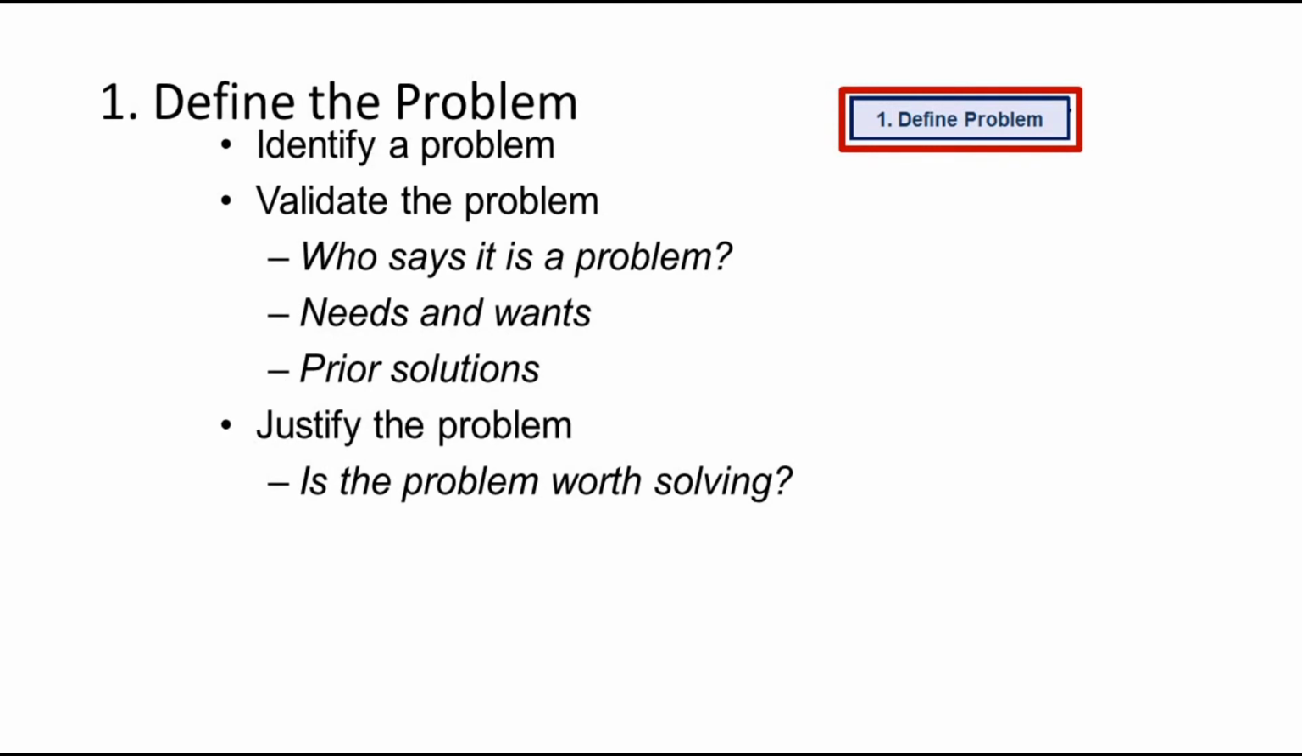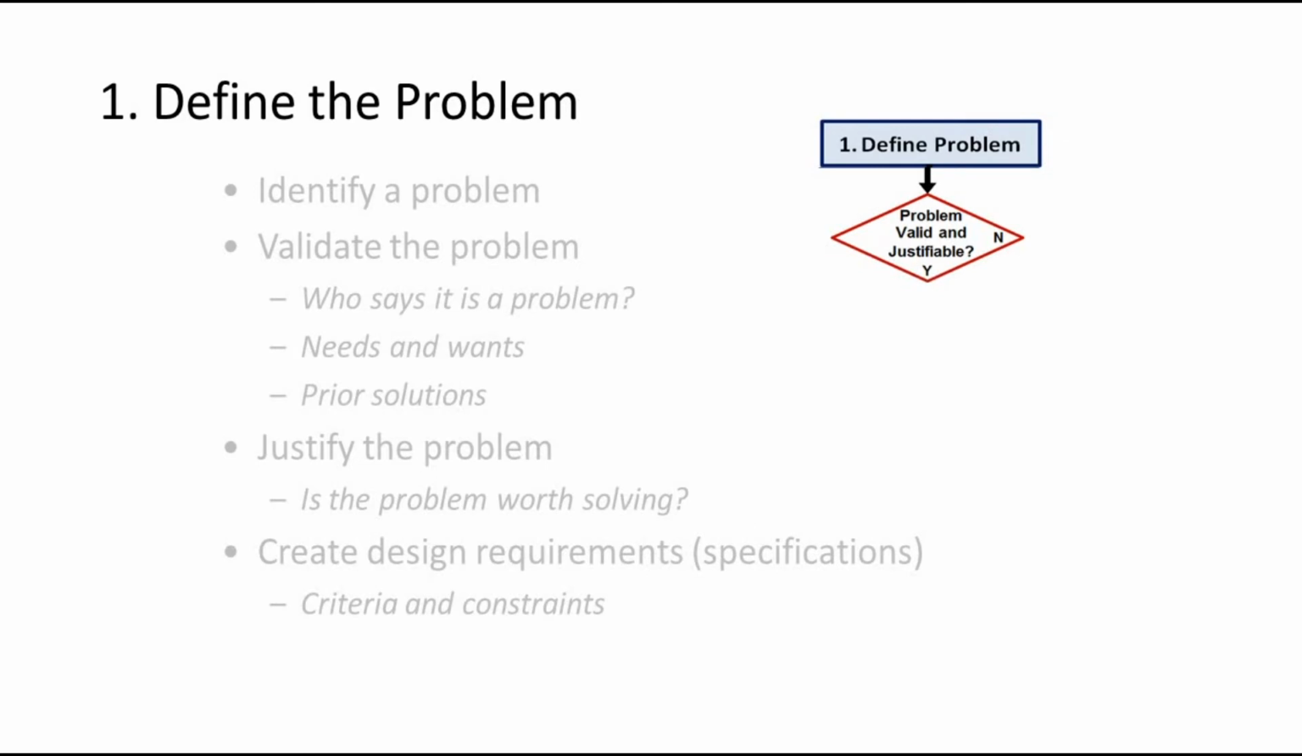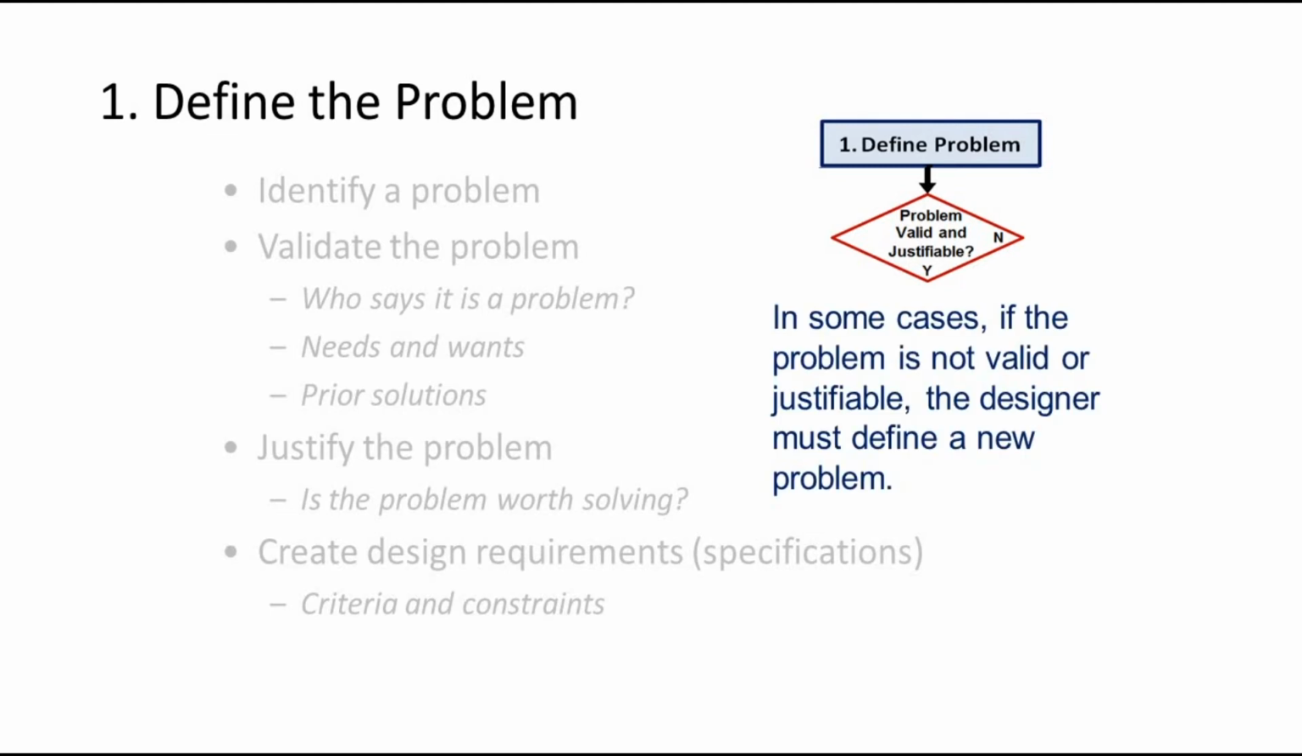So that is involved in the define the problem step. It has to clearly mention the requirements, the specifications, the criteria, and the constraints. So that is the step called definition of the problem. If you are checking the problem and you are not able to define the problem correctly, meaning the problem is not valid or not justifiable, we have to return and redefine the problem.